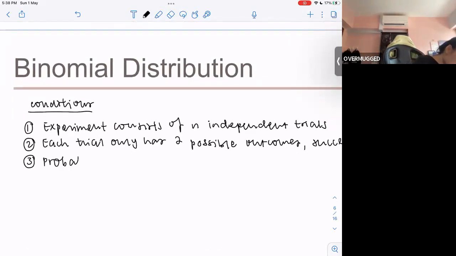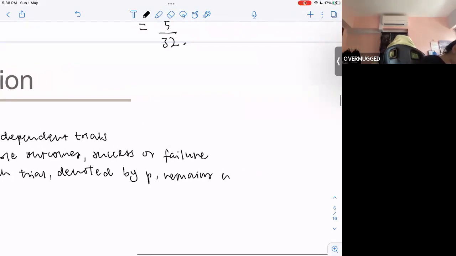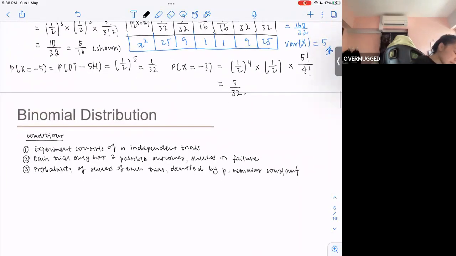Probability of success of each trial, for this case denoted by P, because I want to define something later, remains constant. Well done. So these are your 3 conditions for a binomial experiment. And you have to memorize them because sometimes they ask you this in the exam.